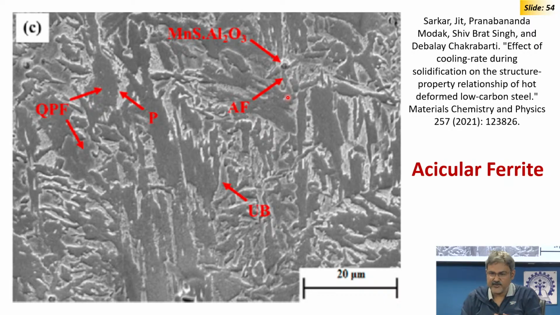In all directions they grow, and they impinge upon each other. So, we get a variety of orientations, which is good for toughness. In low carbon line pipe steel, this structure is preferred.